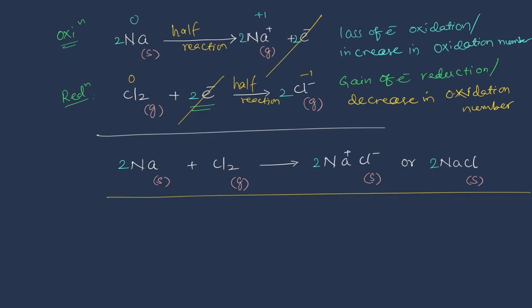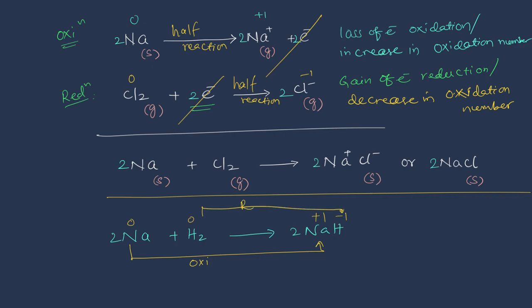So loss of electron or increase in oxidation number is also known as oxidation. Gain of electron or decrease in oxidation number is reduction, in terms of electrons. So now the previous equation we studied, sodium plus hydrogen, can be explained like this: 2 NaH, because 2 sodium and 2 hydrogen. In elemental form the oxidation number is 0, 0. Here +1, here -1. 0 to +1, oxidation number increases, therefore oxidation. 0 to -1, oxidation number decreases, therefore it is called reduction.